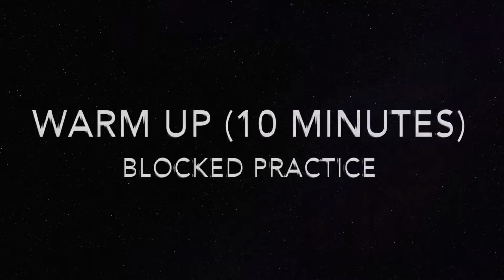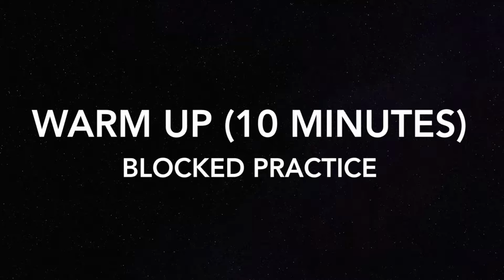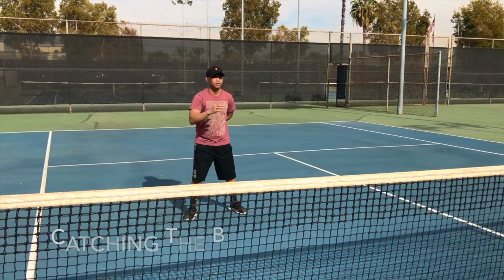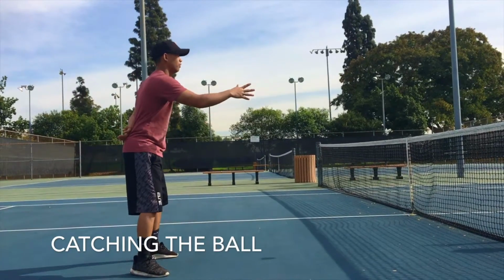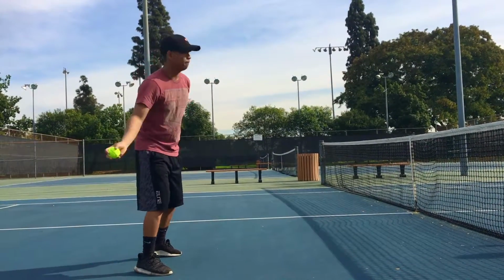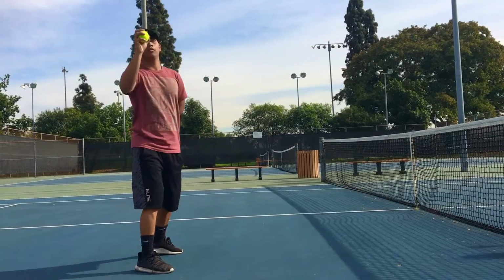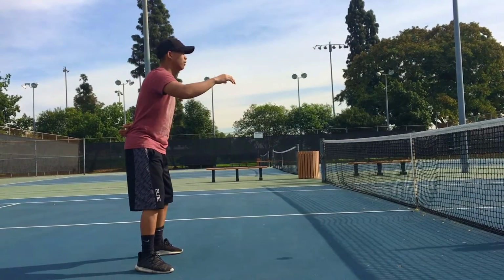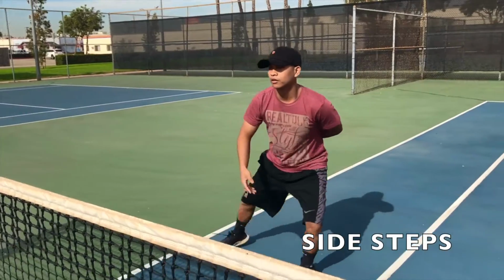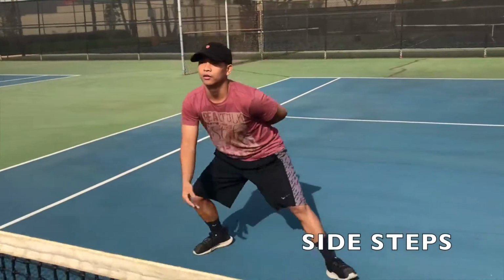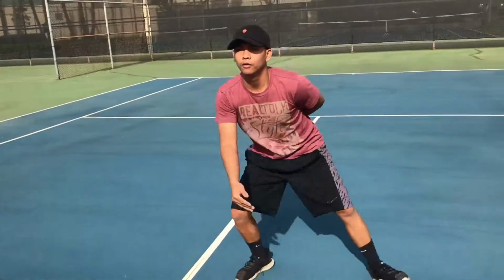To start our practice session, we will begin with a 10-minute warm-up. Our warm-up is arranged in a blocked practice in which the performer is going to focus on catching the ball with one hand while the other hand is behind their back in a stationary position. They will execute this drill for 5 minutes. After 5 minutes, the performer will then sidestep from left to right in the court while throwing and catching the ball.